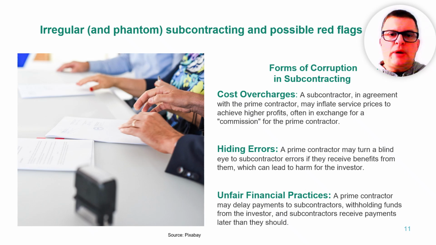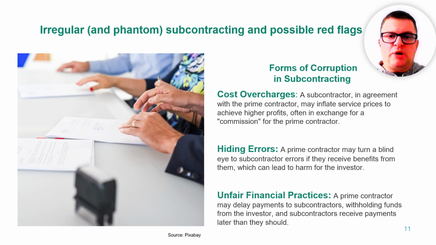What are possible forms of corruption in subcontracting? Cost overcharges. Sometimes a subcontractor, working hand in hand with the main contractor, will deliberately raise the prices of their services. The goal is to make extra profit, and often the prime contractor gets a commission or kickback for allowing it. Hiding errors. In other cases, the prime contractor might ignore mistakes made by the subcontractor. Why? Because they're benefiting from the arrangement. The problem is that these hidden errors can cause serious damage to the investor in the long run.